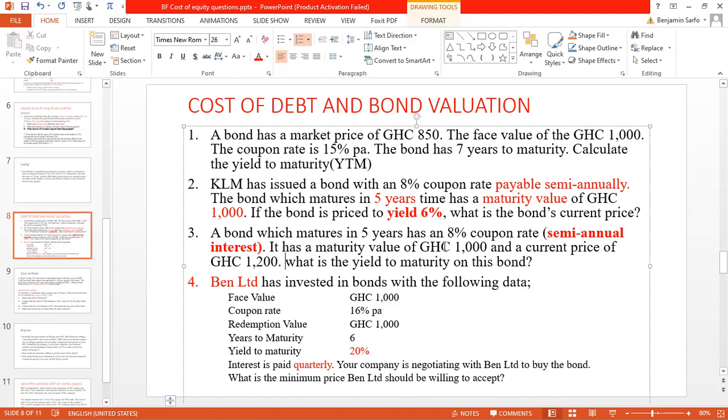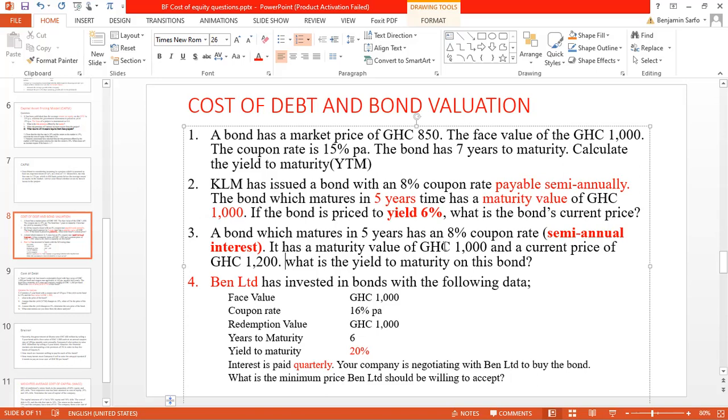Sir, in this question, we also multiply the years by 2 because it's semi-annual. Yes, that is it. They put semi-annual there because they want you to make the n 10. So n is 5 times 2. Your coupon is 8%, so divided by 2 becomes 4% on the 1,000. Then the rest of the thing follows. Are you getting the point?